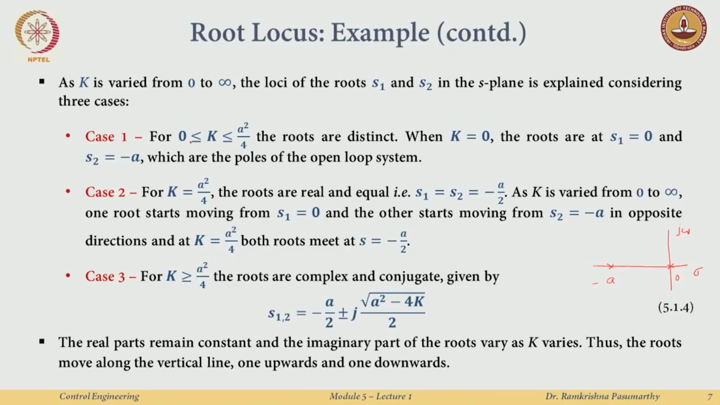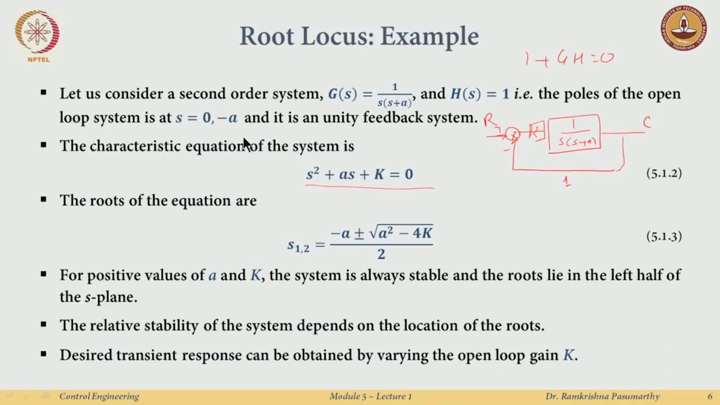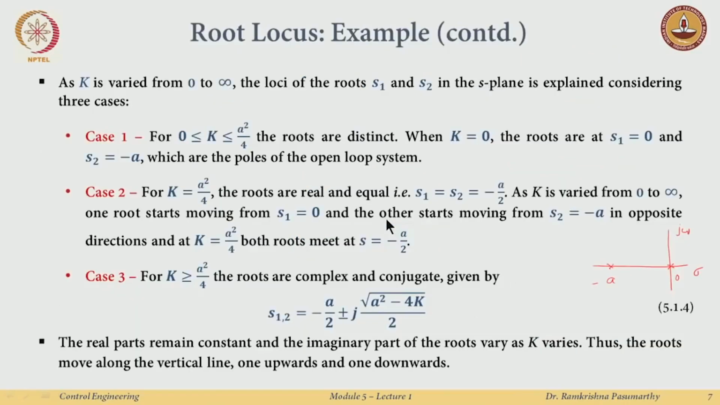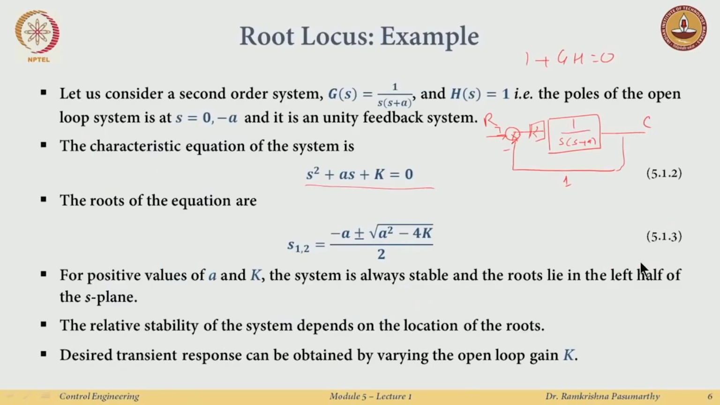For k between 0 and a square by 4, the square root term would be real in that case, so the roots would be distinct. They will just be real, somewhere on this axis, could be here and wherever. But I know that stability is always maintained because a and k are positive. You do not even need to look at the Routh table.